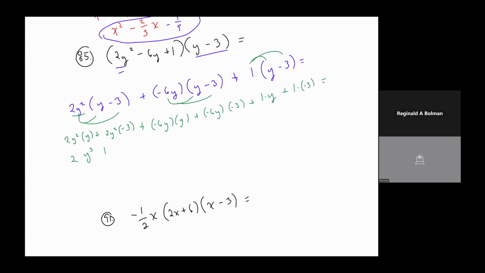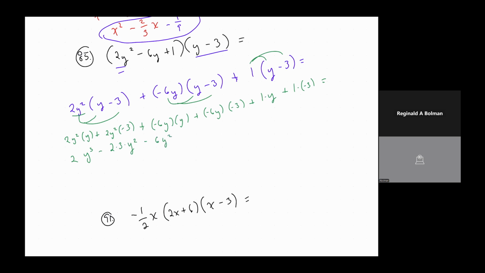Positive and a negative, of course, gives you a negative. We've got to remember our negative laws. And of course, we'll have 2 times 3 times y squared. Positive and negative is a negative. You'll have 6y times y is y squared. And you got a positive and a negative and a negative.